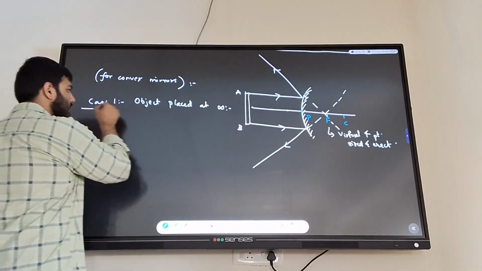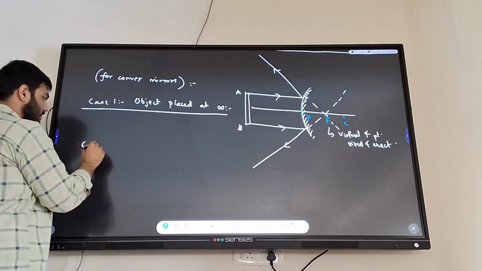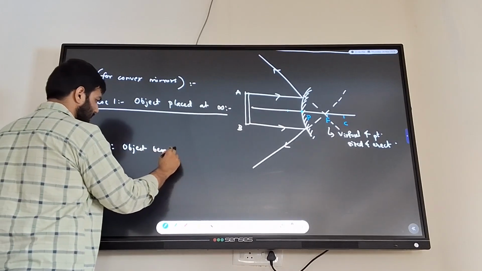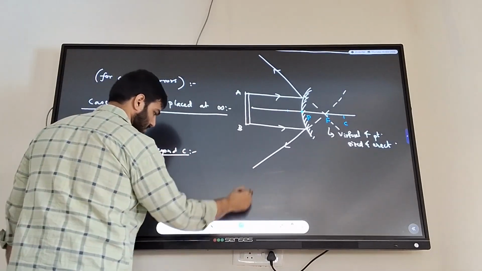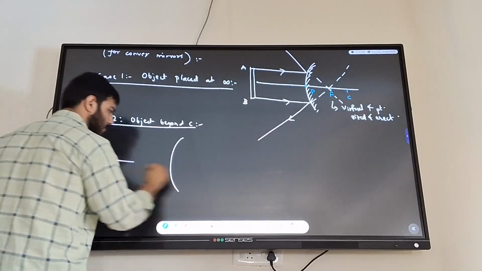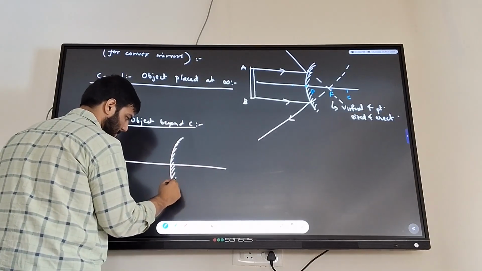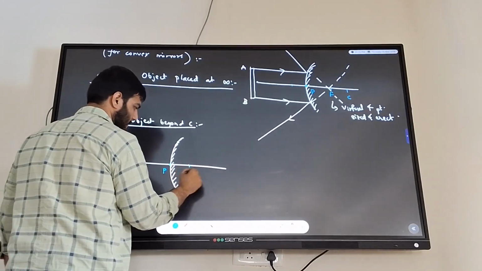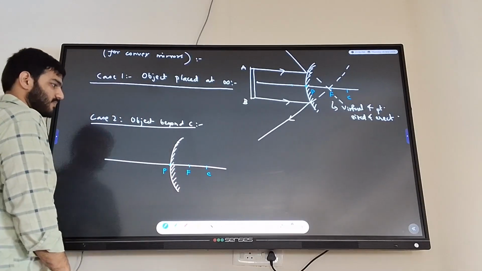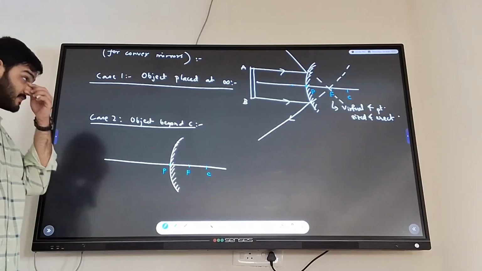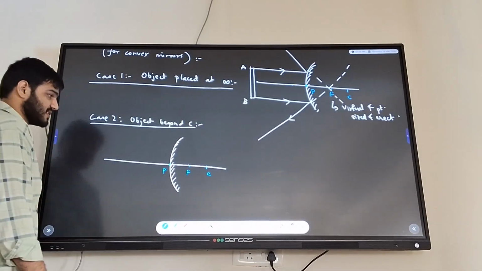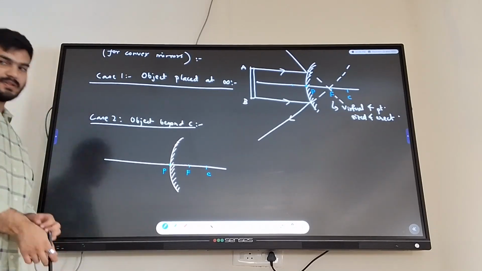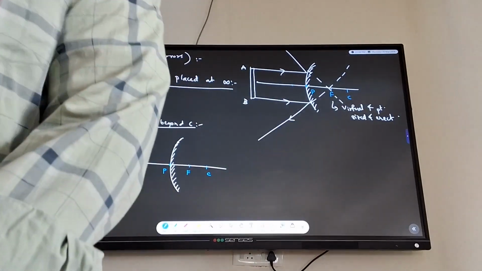What is the case number 2 then? Object beyond C. Is it still recording? Okay. So object beyond C. Let me see it once.